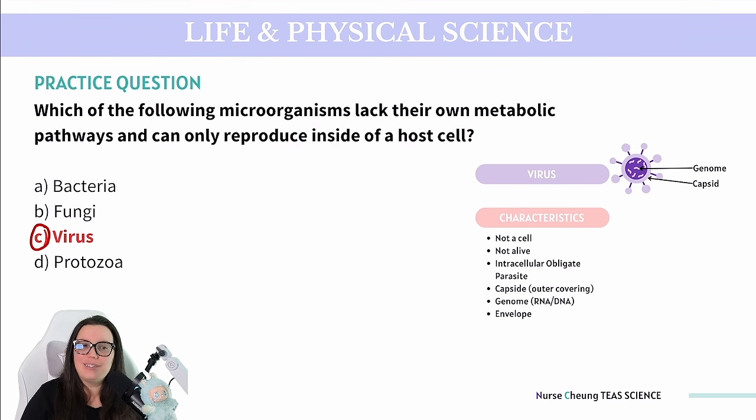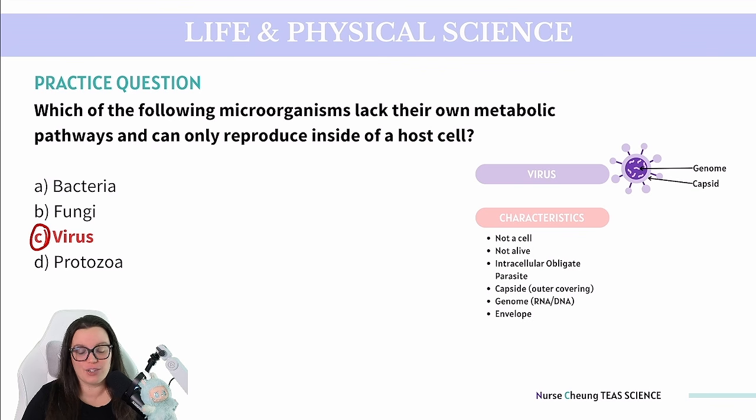If you get a virus inside of your body, it doesn't do anything unless it comes into contact with your cells. That's the only way that it can reproduce. So we call this type of reproduction obligate intracellular parasites.